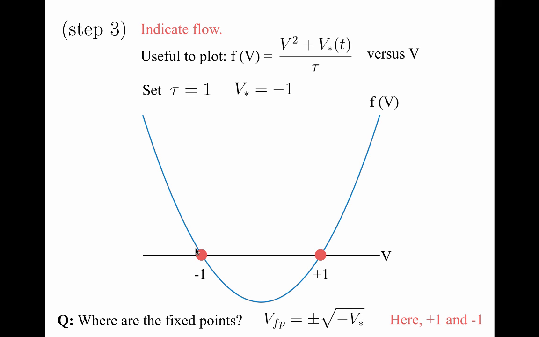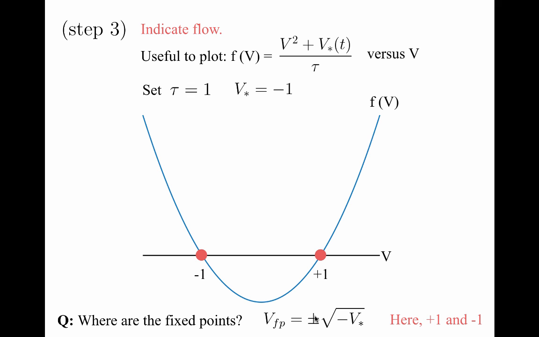And these correspond to our two intersections of the blue curve, f of v, and this black line, which corresponds to the horizontal axis where f is 0. So two intersections, a quadratic function, one intersection at v equals minus 1, and the other at v equals plus 1, which we can find through the formula we found on the previous slide.